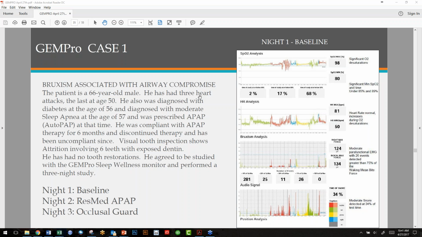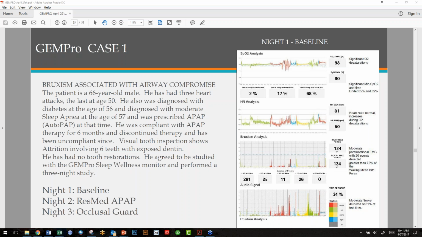I'm going to go through some case studies, and then we're coming up on the end. So with the case studies, the first case study that we have is a 66-year-old male who's had a couple of heart attacks, was prescribed CPAP, and almost immediately became non-compliant. He's got some tooth wear and has a guard that he doesn't wear either. So what we decided to do is do 3 nights with this patient, a baseline, and then a night with him wearing his APAP or CPAP machine.